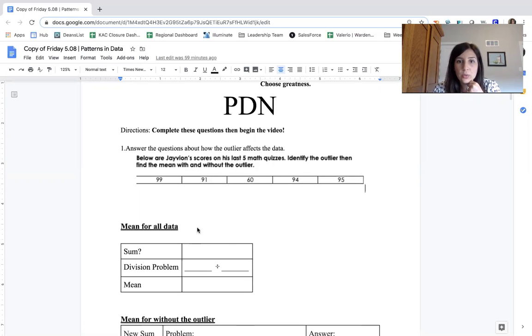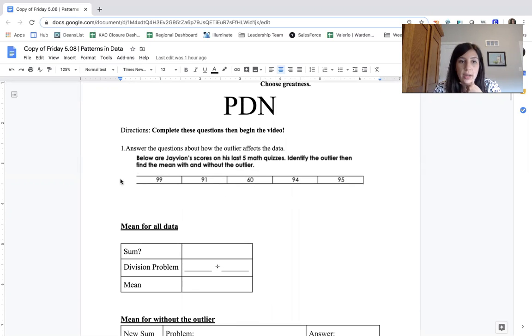Okay, so if I'm looking at the data right here, I see 5 different numbers: 99, 91, 60, 94, and 95. Looks like he did really well on 4 of these 5 quizzes. He's gotten A's in all these, but there's one outlier right here at a D minus. At a 60, that's really standing out to me.